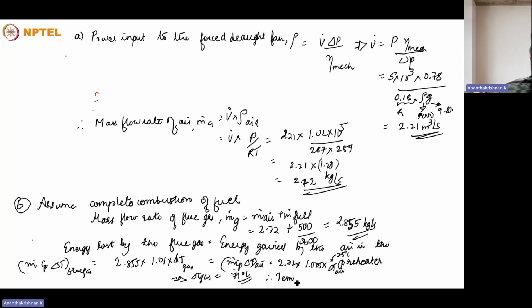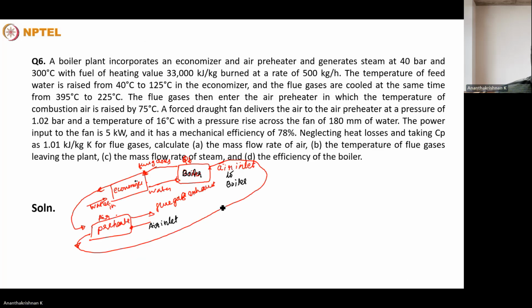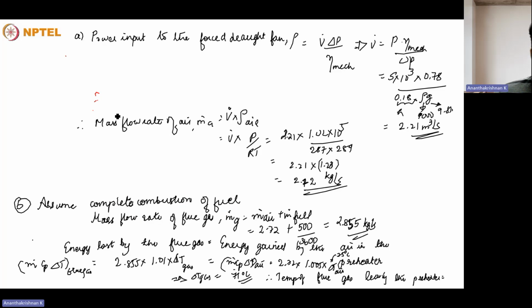Therefore, the temperature of flue gas leaving the preheater will be equal to 225 minus 71. That will be equal to 154 degrees Celsius.